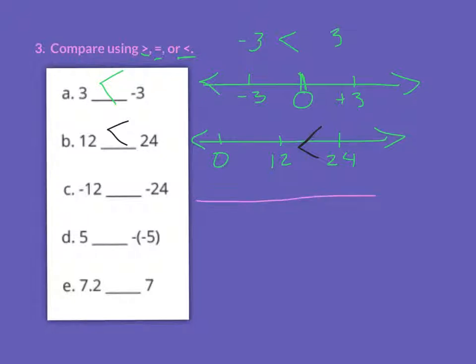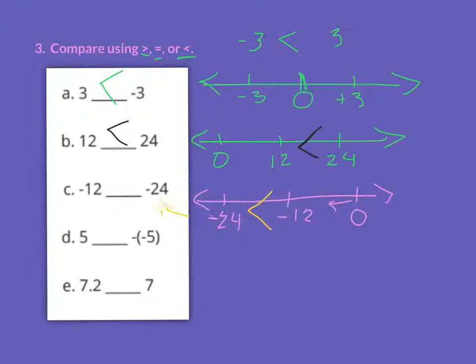Next, I've got negative 12 and negative 24. They're both negative. I'm going to put my 0 over here. So as I count in this direction, if I go negative 1, negative 2, etc., I would certainly get to negative 12 before I finally get to negative 24. So if I carry on with this, I know negative 24 is less than negative 12.